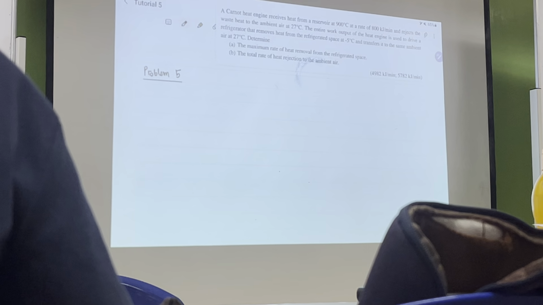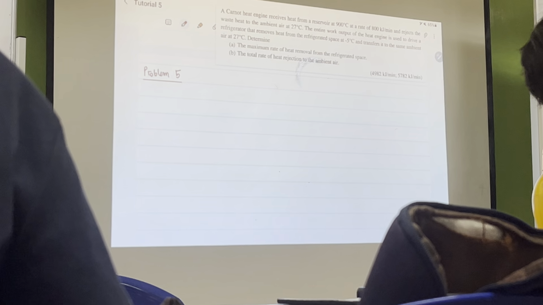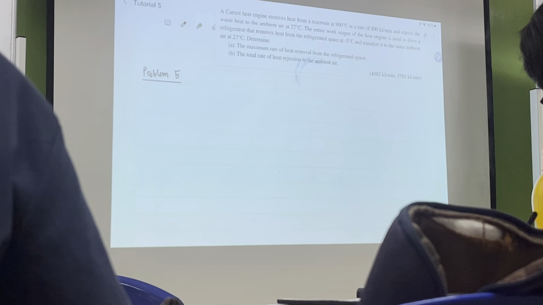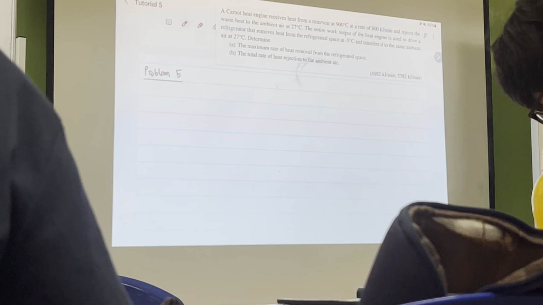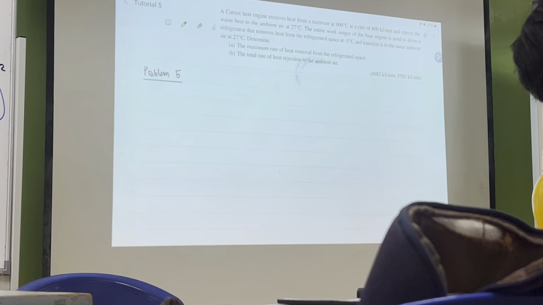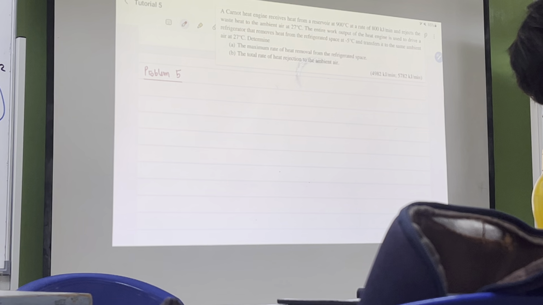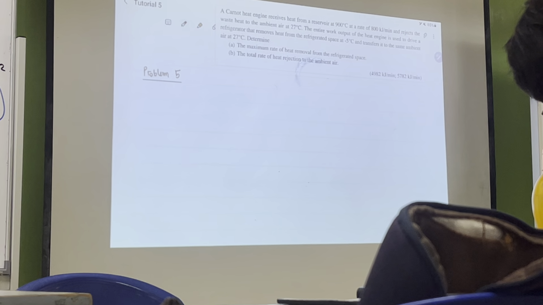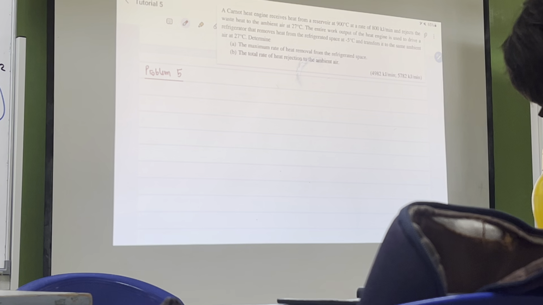Okay, this one is a sort of interesting question because we have two things here. So let's just read the question first. A Carnot heat engine receives heat from a reservoir at 900 degrees Celsius at a rate of 800 kilojoule per minute and rejects the waste heat to the ambient air at 27 degrees Celsius. The entire work output of the heat engine is used to drive a refrigerator that removes heat from the refrigerated space at -5 degrees Celsius and transfers it to the same ambient air at 27 degrees Celsius.